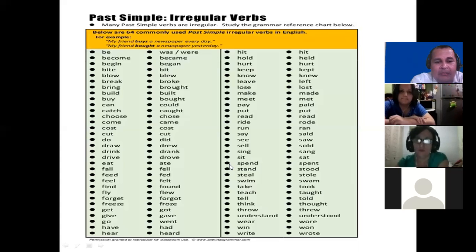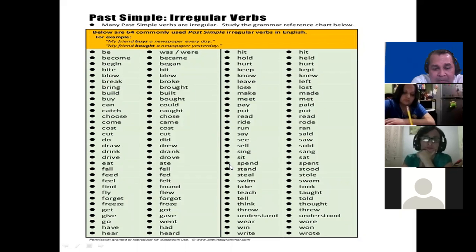So, for example, the number one, be, is, was, were. Verbo to be en pasado. Begin, began, comenzar. Bite, beat. Ese es morder. Blow, blew. Ese es soplar. Then break, broke. Romper, quebrar. Bring, brought. Ese es traer, etc. ¿Ok? Entonces, ya vamos a preguntar estos verbos de la primera columna. Esa era la tarea que les habíamos asignado.